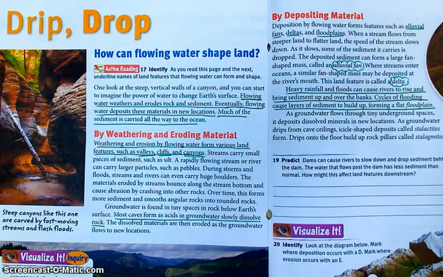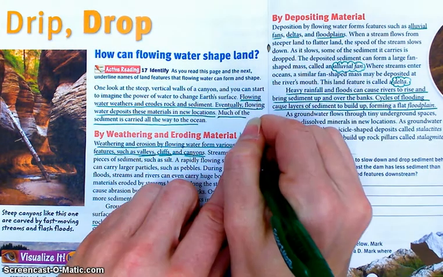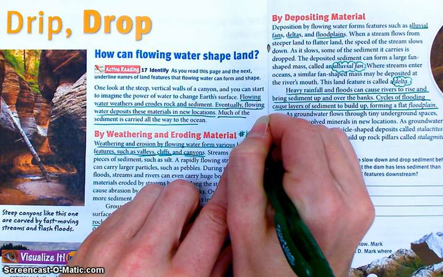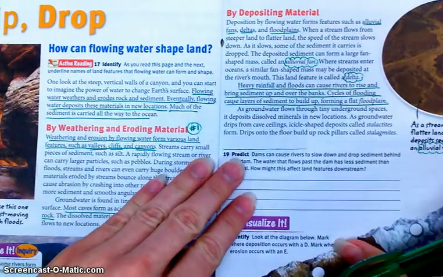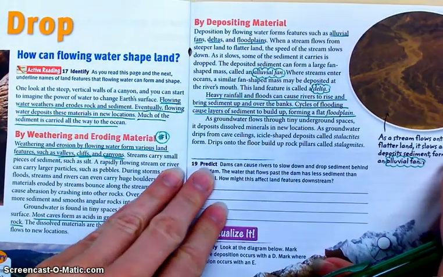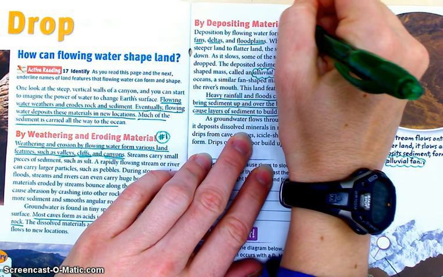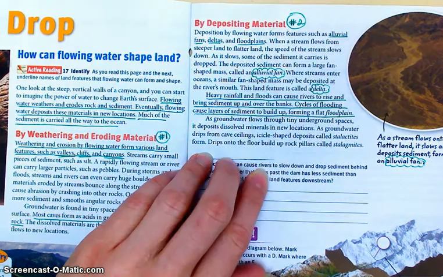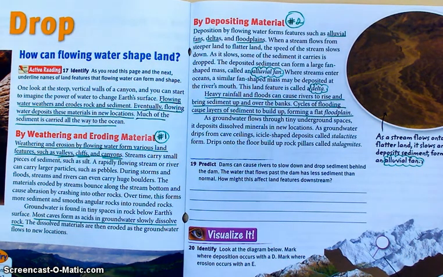So how can flowing water shape land? Well, it can shape land by weathering and eroding material, meaning carrying material away. How can flowing water shape land? By depositing that material someplace else. So there's way number 2. Deposition by flowing water forms features such as alluvial fans, deltas, and floodplains.